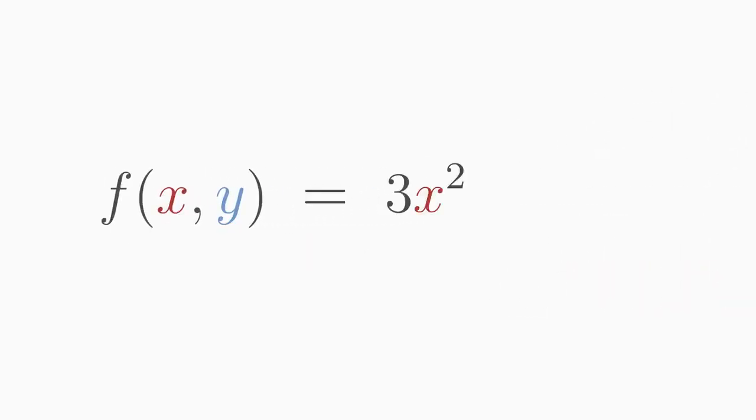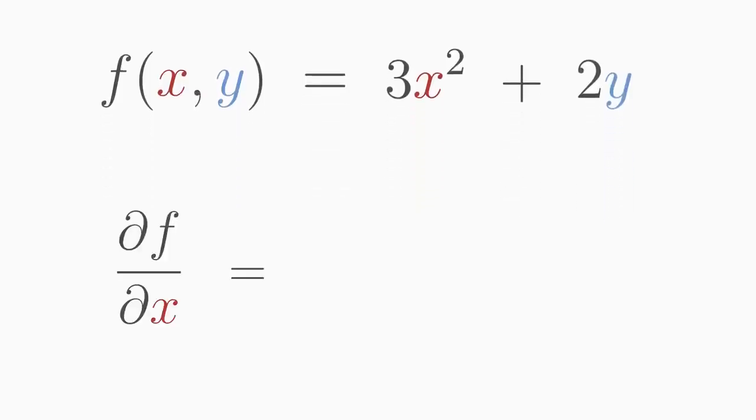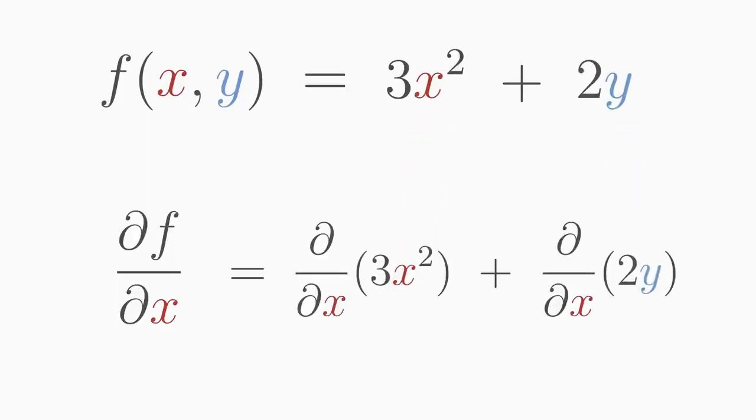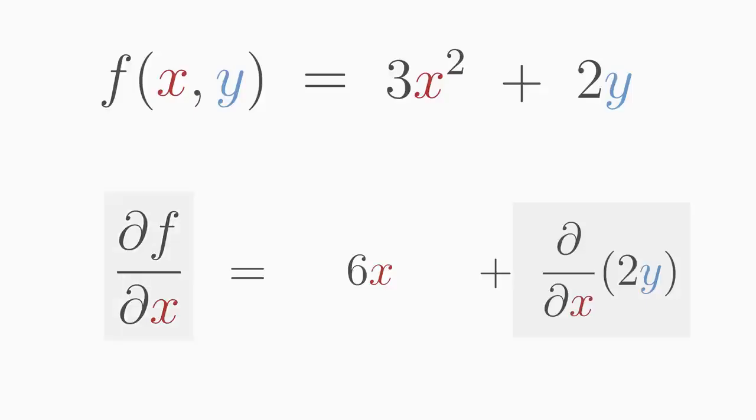Let's make an example. Consider the function 3x squared plus 2y. Let's calculate the partial derivative first. To do this, we need to differentiate 3x squared plus differentiate 2y. 3x squared differentiated with respect to x is 6x, and 2y differentiated with respect to x is 0, because we assume in the case of the partial derivative that y is independent of x.